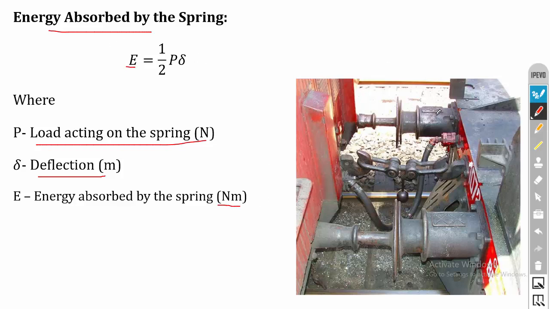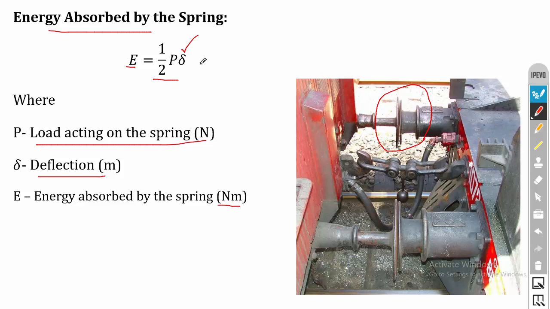The springs used in railway couplings are acting as a shock absorber. So in that case, the railway compartment is moving with a kinetic energy of half mv square. It is moving with some kinetic energy. So that energy should be absorbed by the spring. Because of that energy, the spring is producing some deflection.